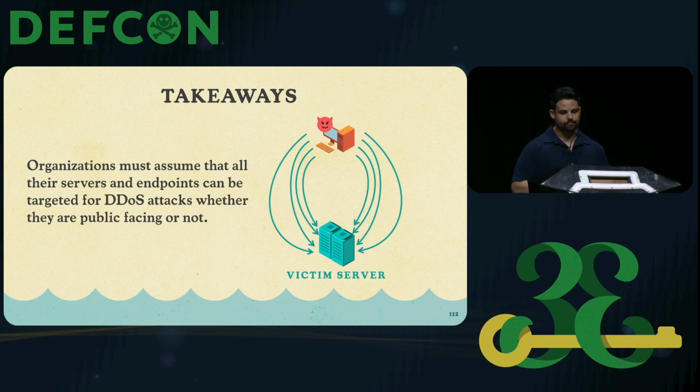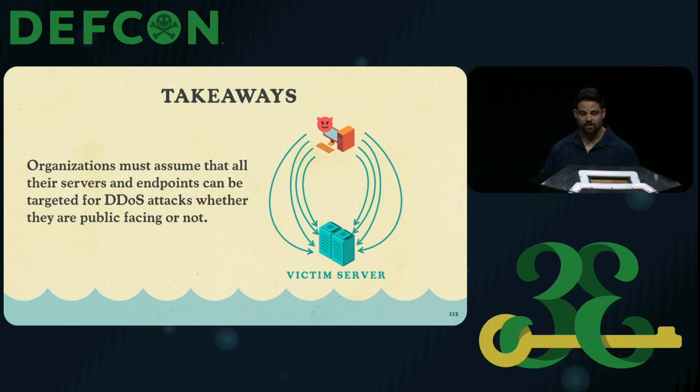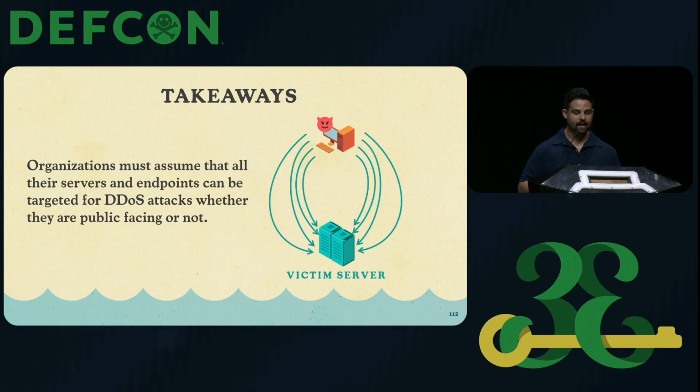Our second takeaway is that organizations must assume that all their servers and endpoints can be targeted by DDoS attacks, whether they are public-facing or not. Therefore, they should set up proper mitigations for such attacks in their infrastructures, including both defending assets, but also quickly identifying a single source creating such attacks. DDoS attacks, or DDoS-like attacks, can be single-sourced and come from within your organization, or in our words, Torpedoes.